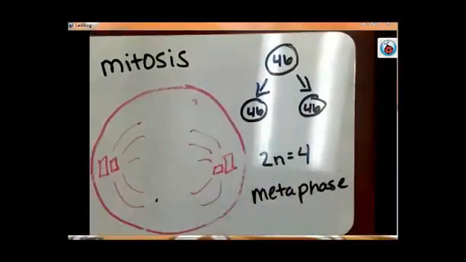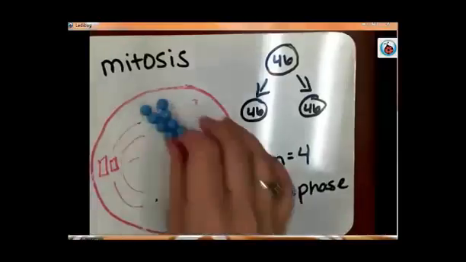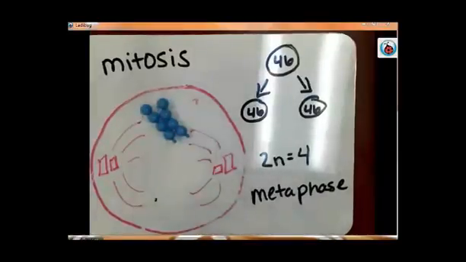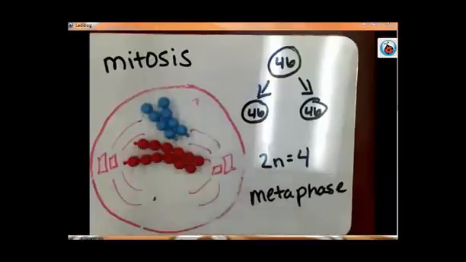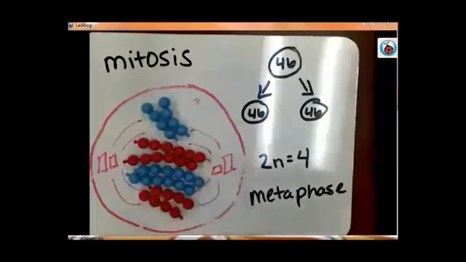Now, chromosomes don't have to line up in any order, so we're just going to put this one here. We'll put the longer one from Mom right here, and then the longer one from Dad here, and then this shorter one here. So they don't line up in any order. It's all random how they situate themselves. So in metaphase, all of our chromosomes are lined up in the middle.